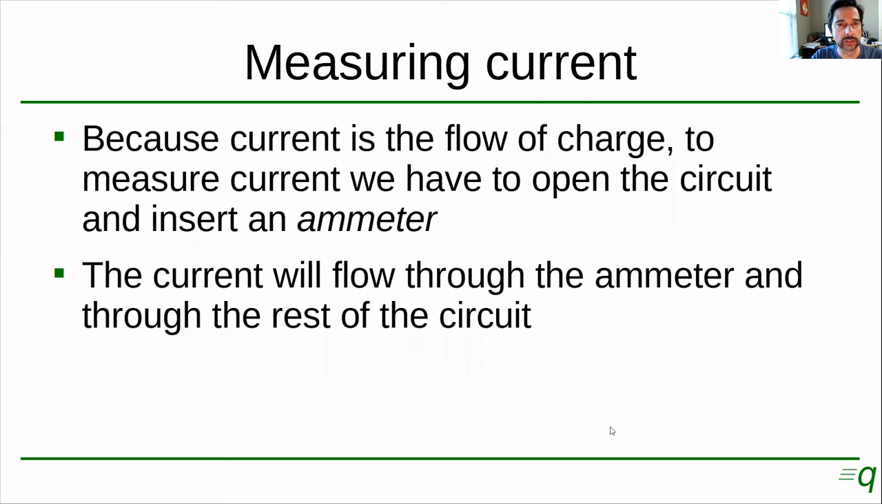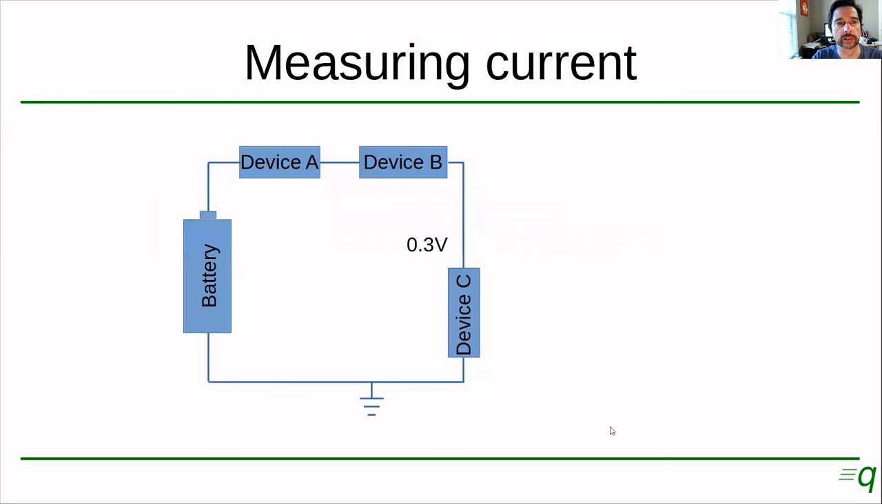Now, how do we measure current? Let's recall that current is flow of charge. So to measure current, we have to open the circuit and make the flow of charge go through the instrument that we're going to be using. The instrument is going to be an ammeter. And so the current is going to flow through the ammeter and through the rest of the circuit as well.